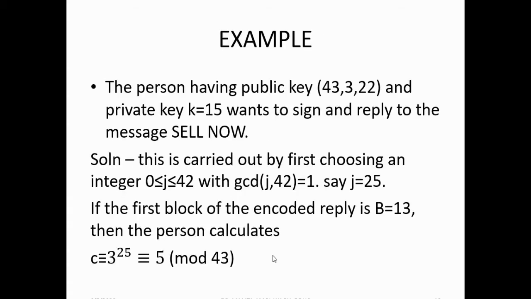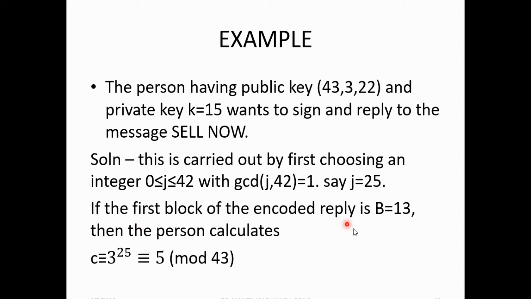Let us see this example. Here we are going to generate the signature. The person having public key triplet 43, 3, 22, private key K, which is 15, wants to sign the message, which is "sell now". This is carried out by first choosing an integer j from 0 to 42, that is p minus 1, and j and 42 should be relatively prime. So let us take j as 25.